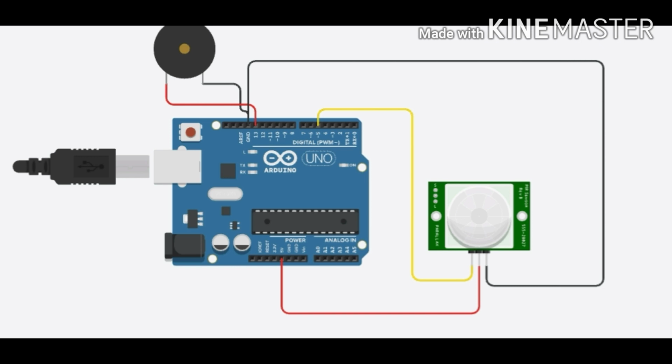Positive of the buzzer is connected to digital pin 13 of the Arduino board. Negative of the buzzer is connected to GND of the Arduino board.